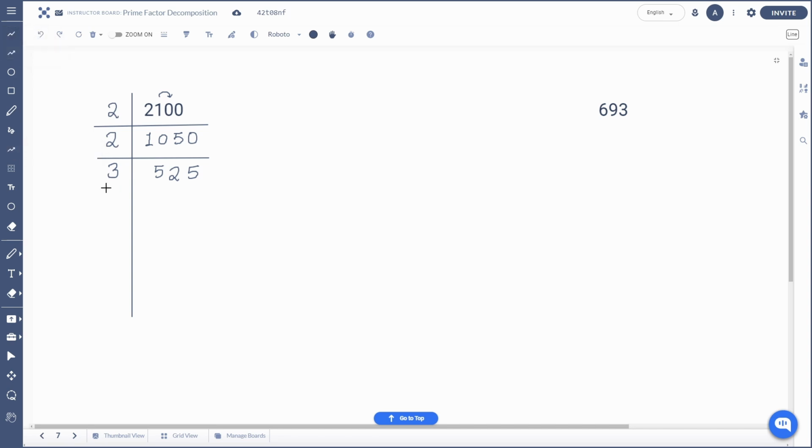And as we divide it by 3, let's see what we get. 3 times 1 is 3. Now 2 is remainder, 22. 3 times 7 is 21. 1 is remainder and 5, 15.